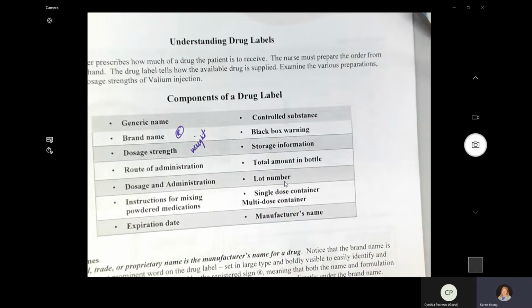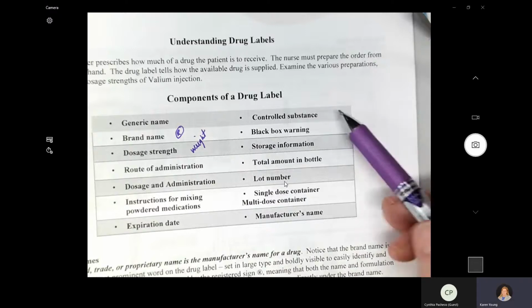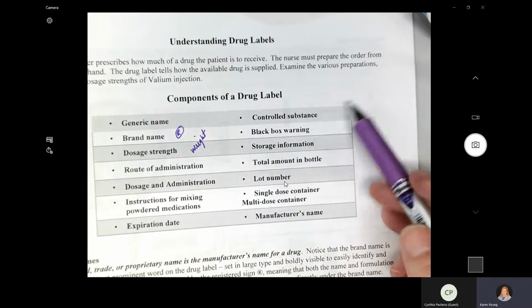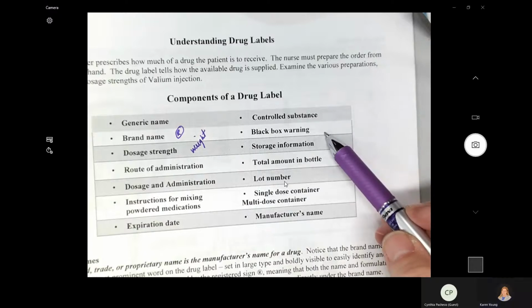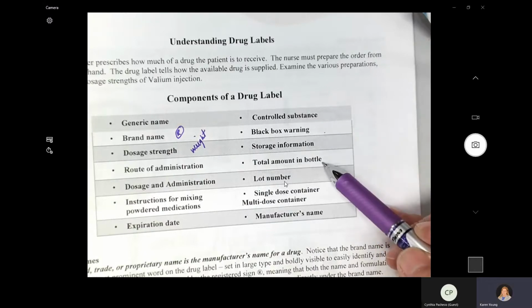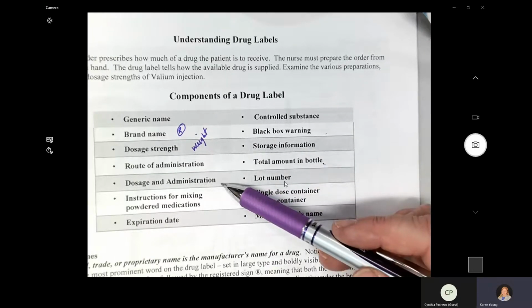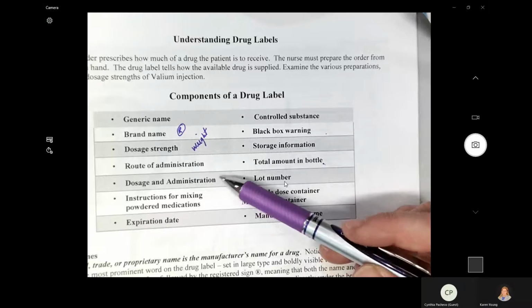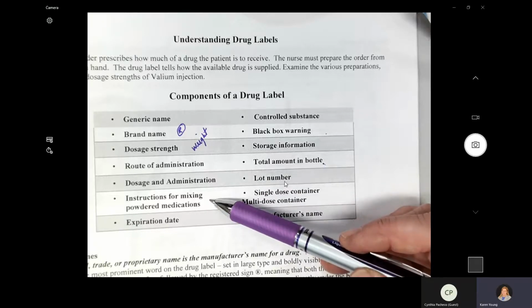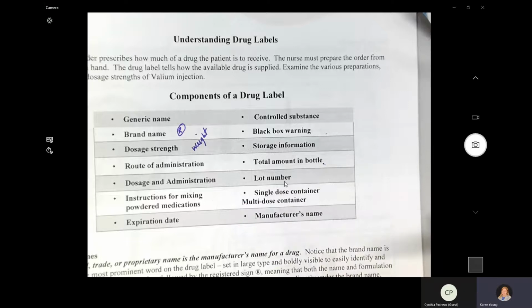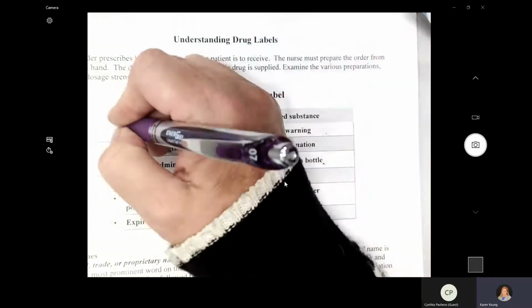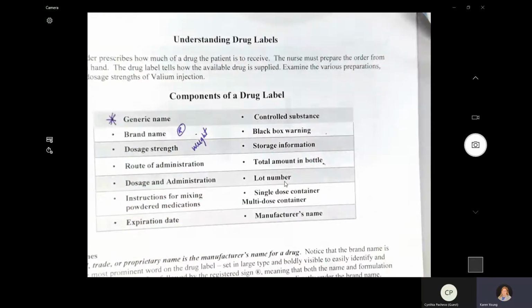So that's all the components. Not everything will be on every drug label. Not every drug is a controlled substance. Not every drug has a black box warning. It won't always tell you the total amount. It won't always give you dosage and administration instructions, because there won't always be a usual dosage. If it's not a powdered medication, there won't be instructions for mixing. So we won't always have everything. There won't always be a brand name. You will always have a generic name, okay? There will always be a generic name, but there won't always be a brand name.